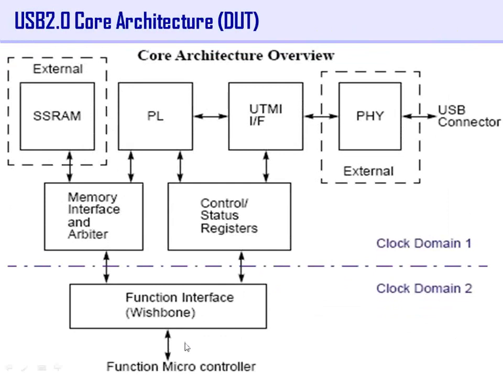When the function controller generates an interrupt, my microcontroller will decide what to do with it. Going forward, we will understand why interrupts are generated. An interrupt can be generated for many reasons: PID is not correct, CRC error happened, data packet did not come, some device got disconnected, or device got connected. For all these reasons, an interrupt will be generated.